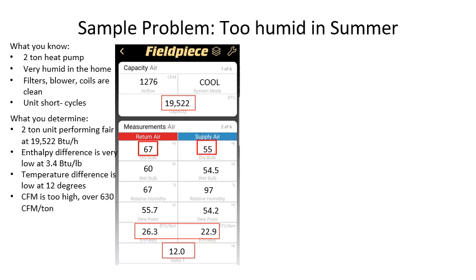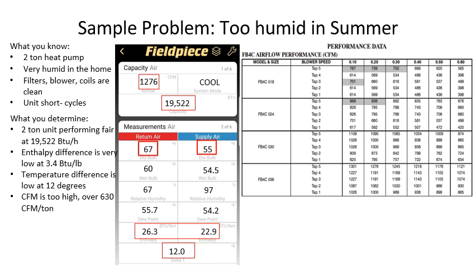We also notice that our CFM is way too high. When we measure our CFM, calculate that, and put it into our app, we're coming up with 1,276 CFM. For a 2-ton system, that's very high. That's over 630 CFM per ton. So when we look at our blower chart, what do we find? Well, our speed tap is currently on speed tap 5. Maybe we can change that speed tap to speed tap 1 instead and bring our airflow down.